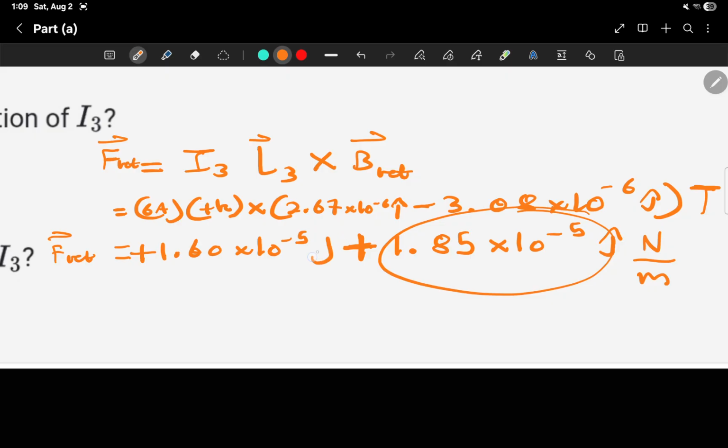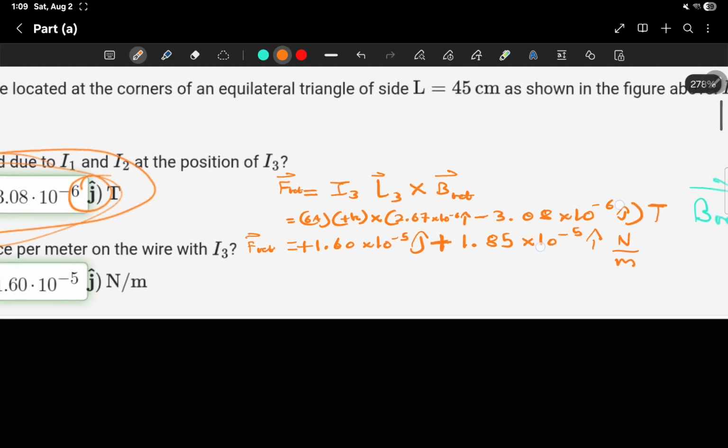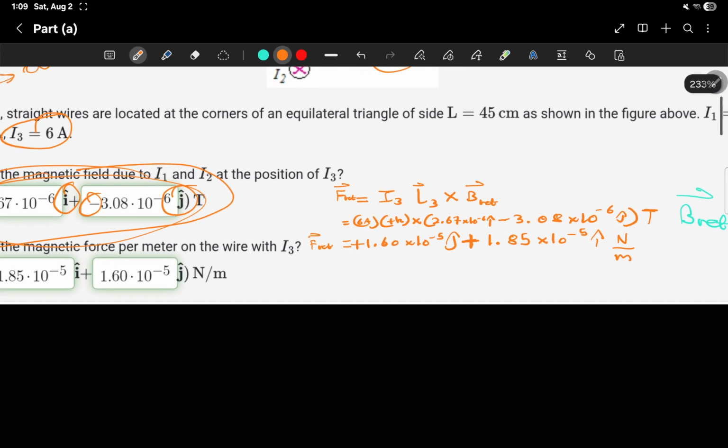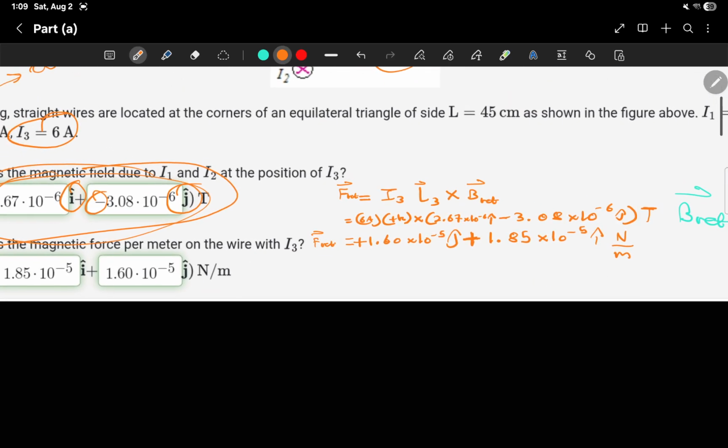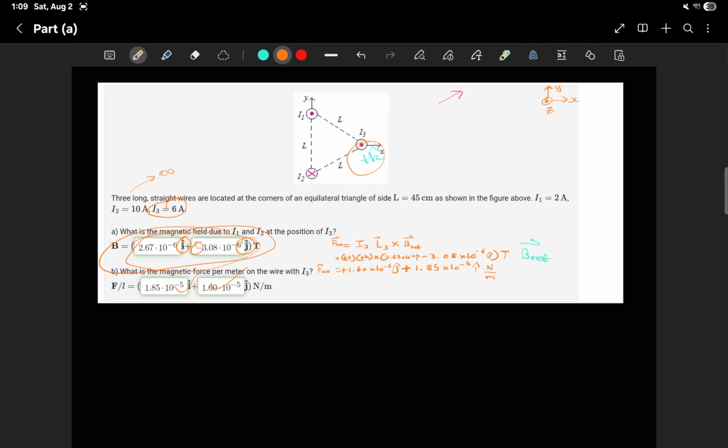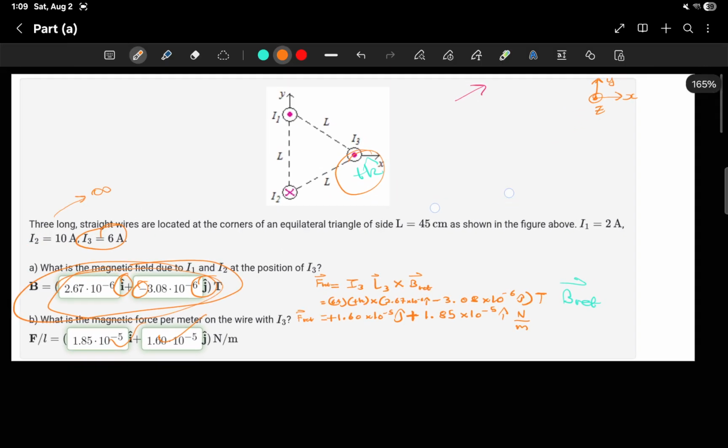So basically, this is J hat, and this is I hat, and yeah, the answer is correct. We have the correct answer. So that's pretty much it for this problem. There's nothing more than that.